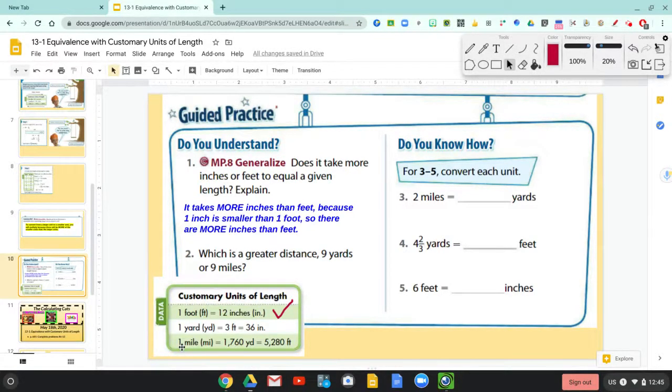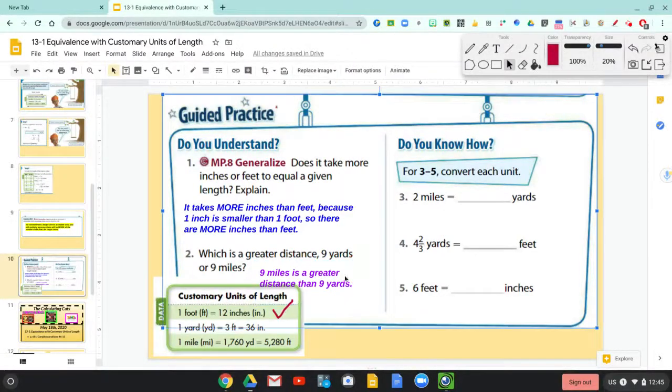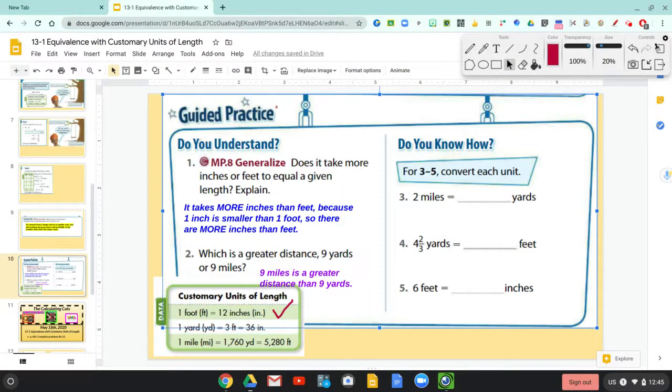So if I was going to put that in a sentence, I could say something like this. And again, I'll make this bold, italic. Let's make this one, I don't know, purple. Okay. 9 miles is a greater distance than 9 yards. So if you think about it, 9 miles, you would get in a car to drive, but you wouldn't need a car to drive 9 yards. That would just be maybe walking across your kitchen, something like that.